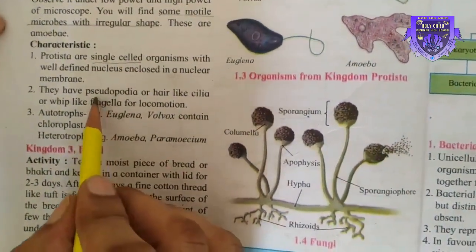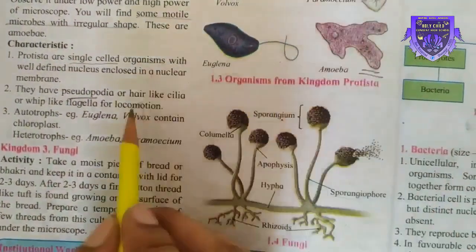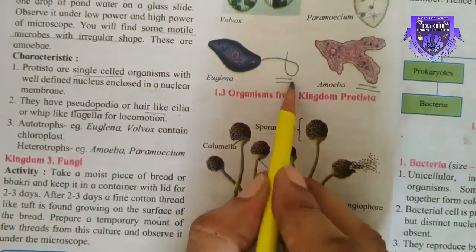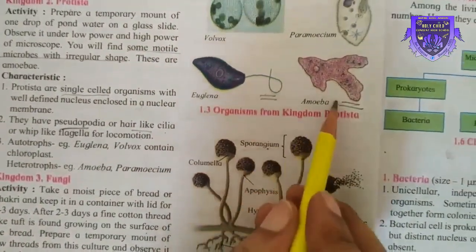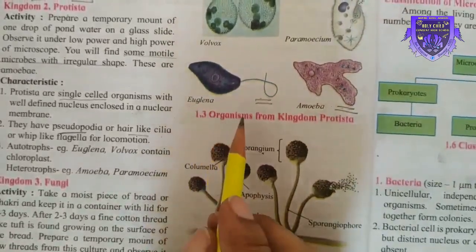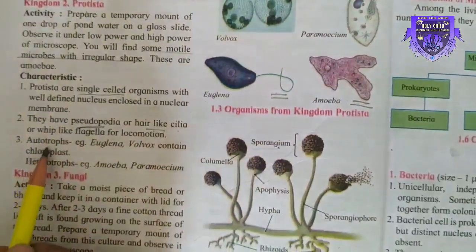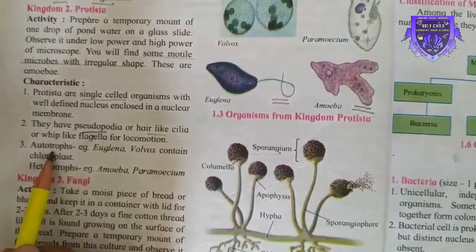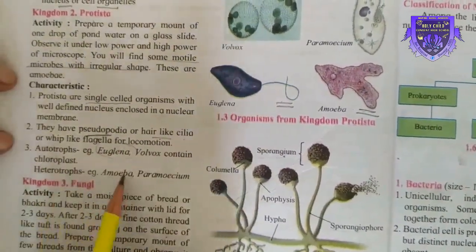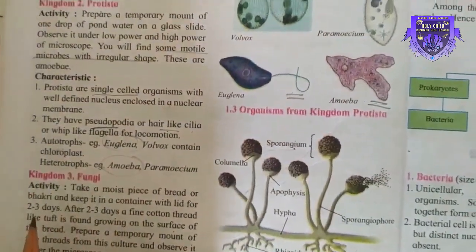They have pseudopodia like in amoeba, or hair-like cilia in euglena, and these are their organelles which help them to move. These organisms can be autotrophs and make their own food like euglena, or heterotrophs like amoeba, which depends on other organisms for their food.